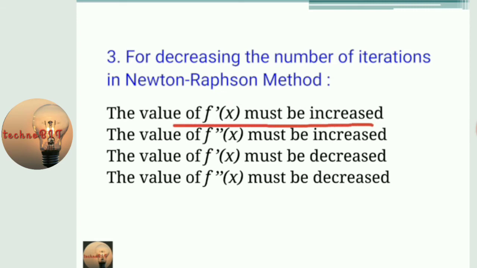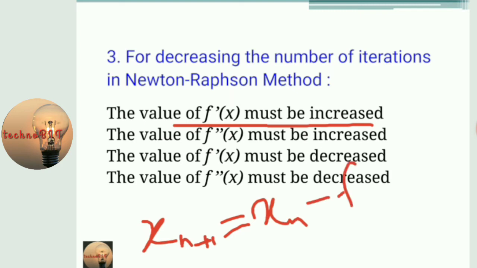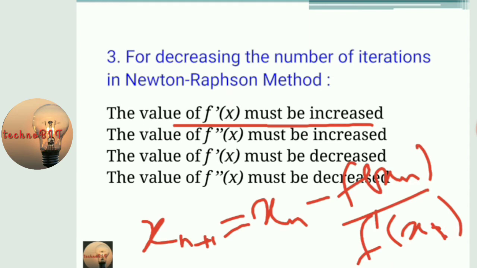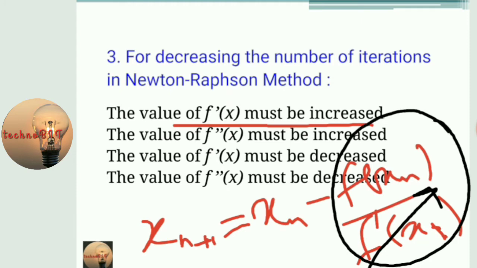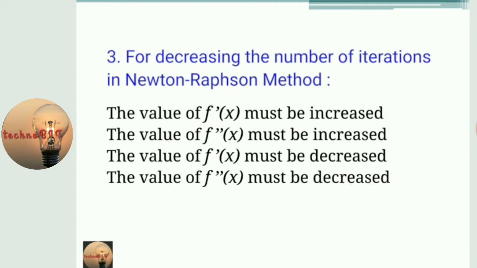Okay, what is that? See, our formula is what? That x n plus 1 is equals to xn minus f of xn divided by f dash of xn. This is our formula for Newton's method. Okay, so if this value get increased, then this value will be less. Okay, so if denominator is going to increase, then the complete fraction will be less. That means we will go towards the root, right? So to get the decreasing number of iteration, the value of f dash of x must be increased. So correct answer is option A.